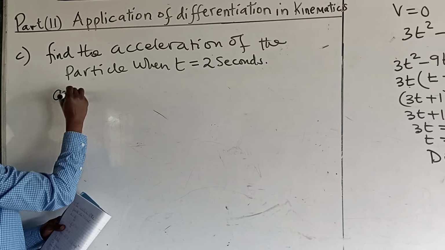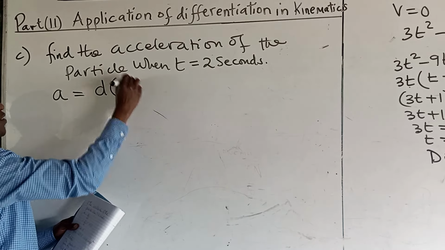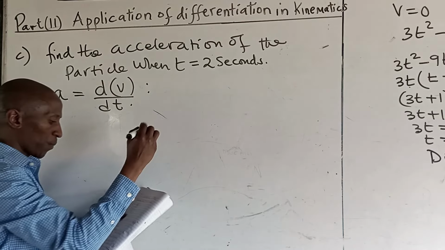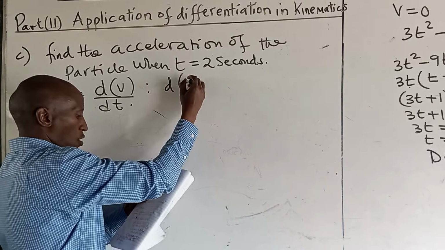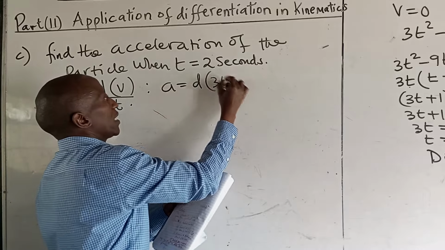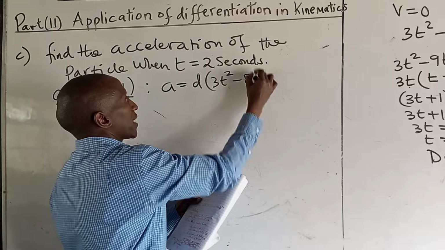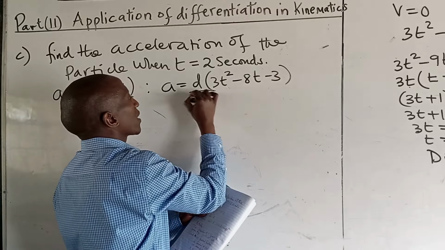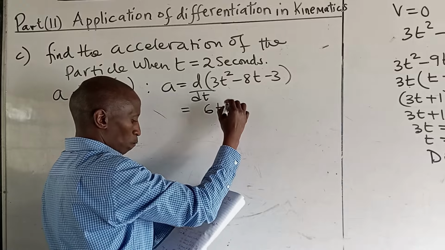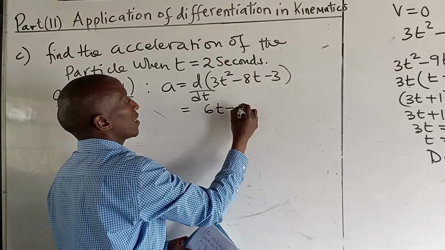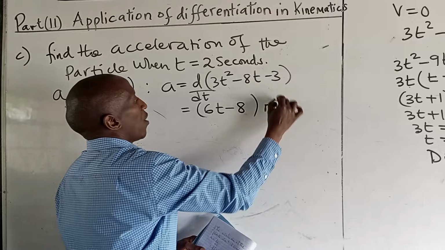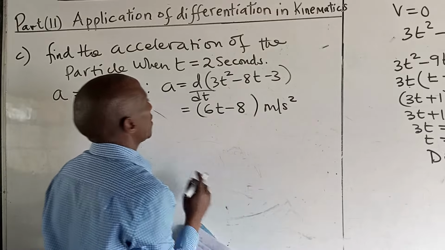So acceleration is given as the differential of velocity with respect to time. And that means, therefore, to get acceleration, we shall differentiate 3t squared minus 8t minus 3 with respect to t, and that gives us 6t. Differentiating negative 8t, we get negative 8. And this is the expression in meters per second.